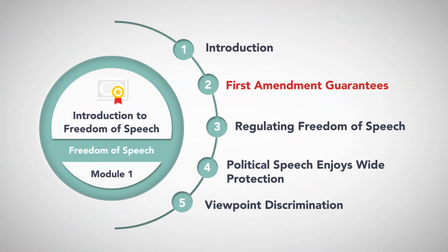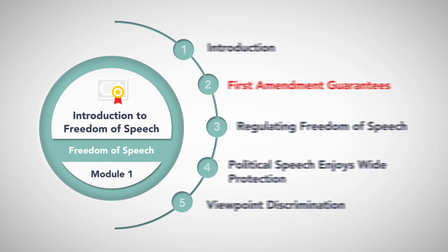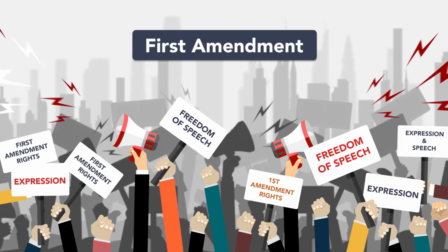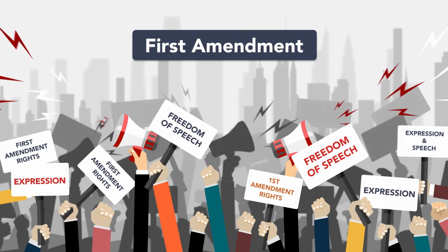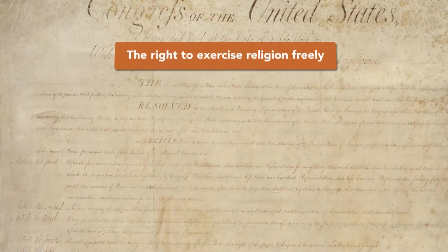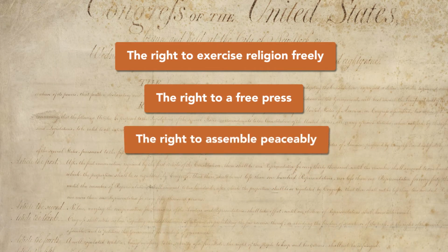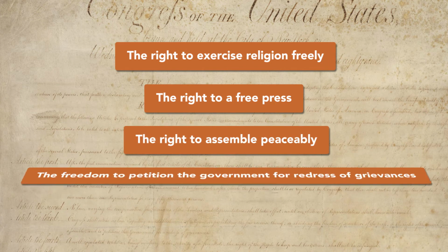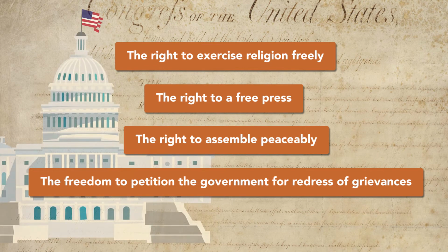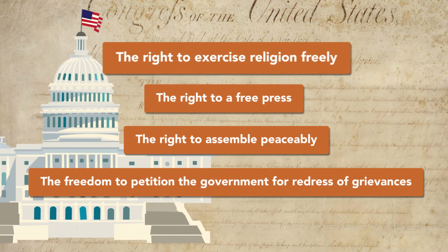First Amendment guarantees. Many people associate the First Amendment with freedom of speech and expression alone. However, there are 4 other constitutional rights in the First Amendment. These are the right to exercise religion freely, the right to a free press, the right to assemble peaceably, and the freedom to petition the government for redress of grievances. All of these are closely related to freedom of speech and expression, and actions challenging government action are often brought on multiple First Amendment grounds.